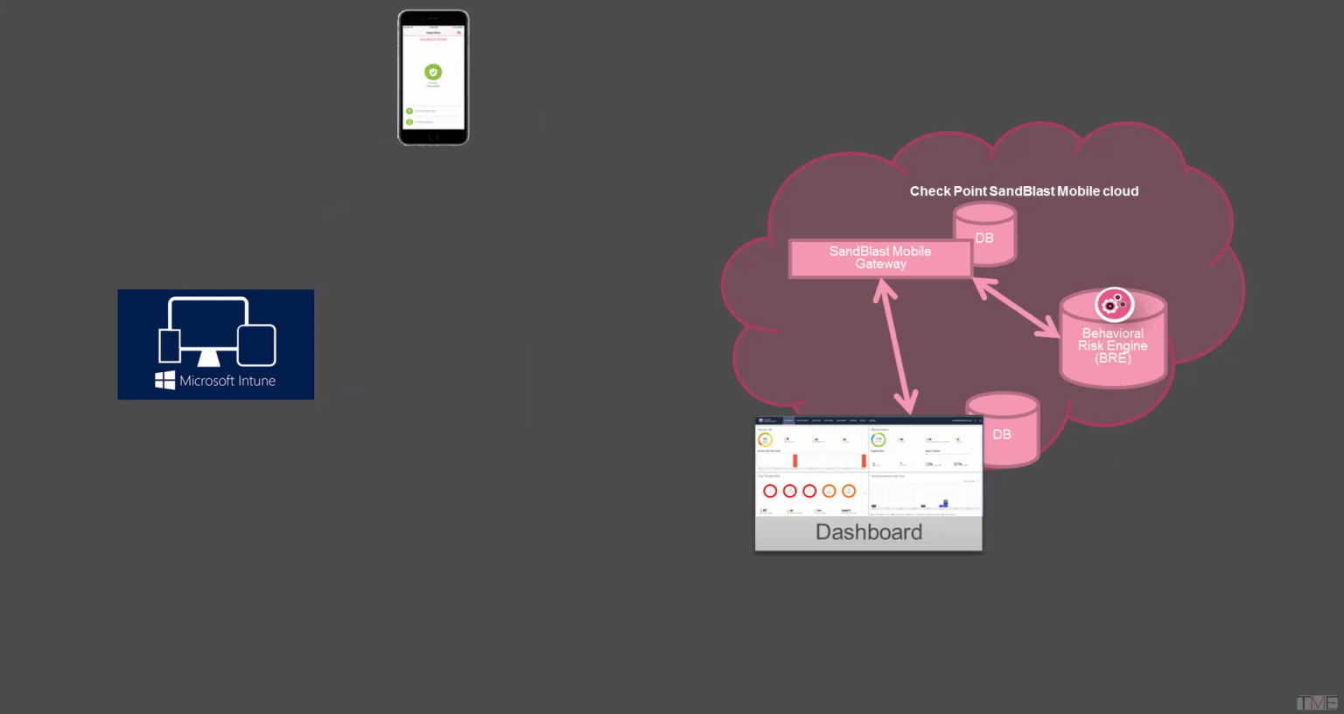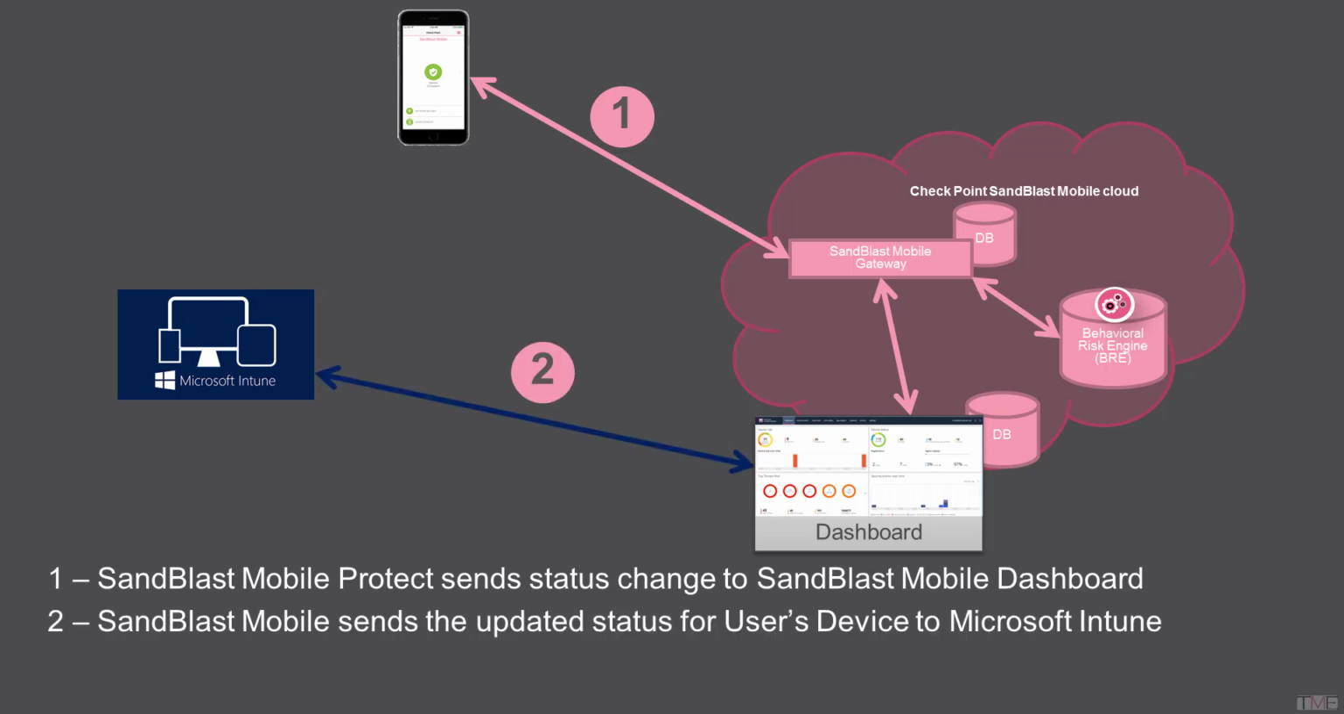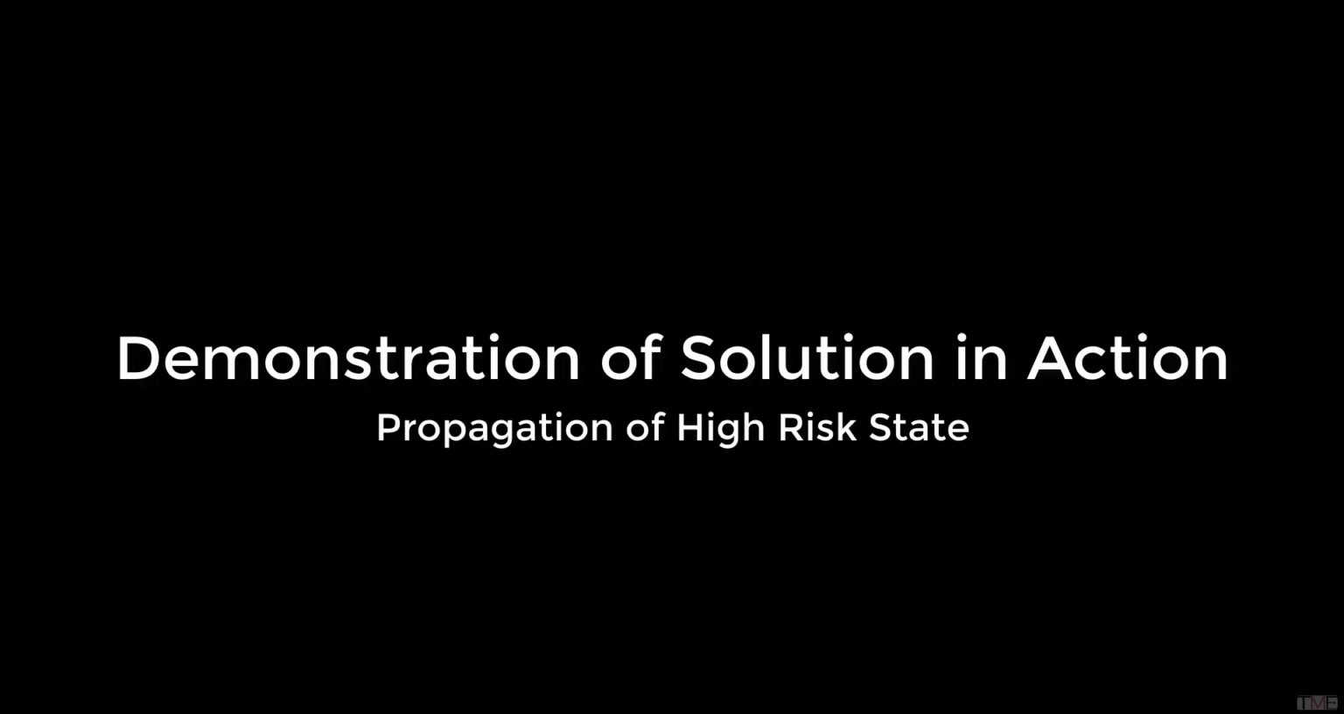Once the issue is resolved, such as deleting the malicious app or disconnecting from the compromised Wi-Fi network, the SandBlast Mobile Protect app will send the status update to the SandBlast Mobile Dashboard, and the SandBlast Mobile Dashboard will send the status update to Microsoft Intune. Upon receiving this state change, Microsoft Intune will grant that device's access rights again. Now we will see this integration in action.